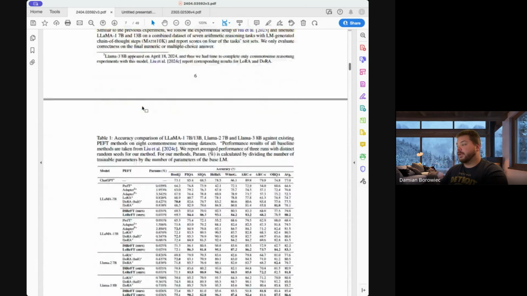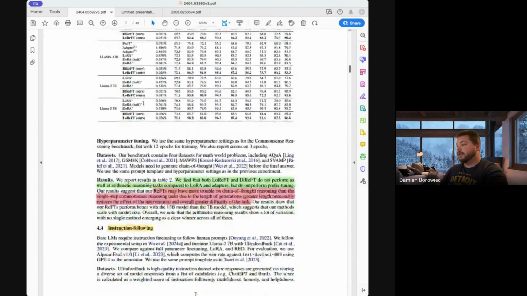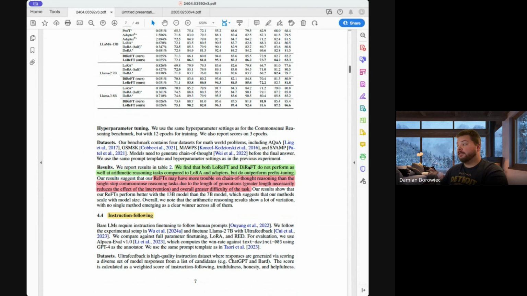For arithmetic reasoning, that was the interesting one, which was that both LoReFT and DiReFT did not perform very well. And they have some intuition as to why. They think that ReFT may have more trouble on the chain of thought reasoning than as kind of a single step common sense reasoning. And that's because of the length of the generations. So if we have longer generation, then that means the effect of the intervention is reduced. So this kind of intervention on the hidden representations is only really effective on lower length generations of the model.